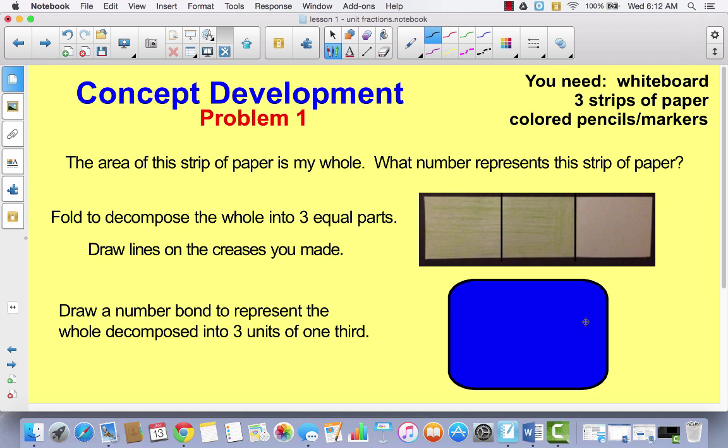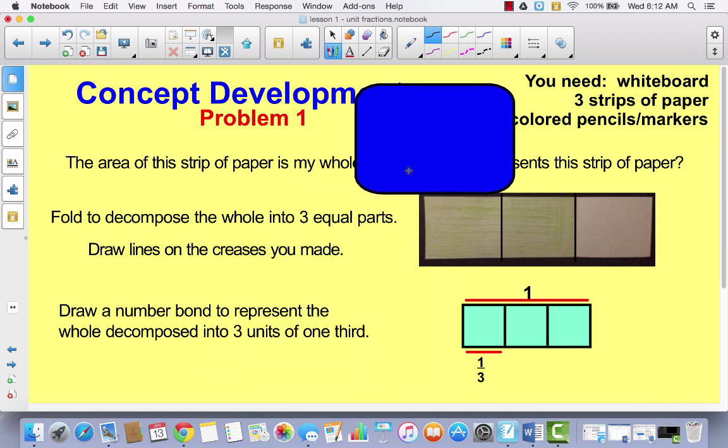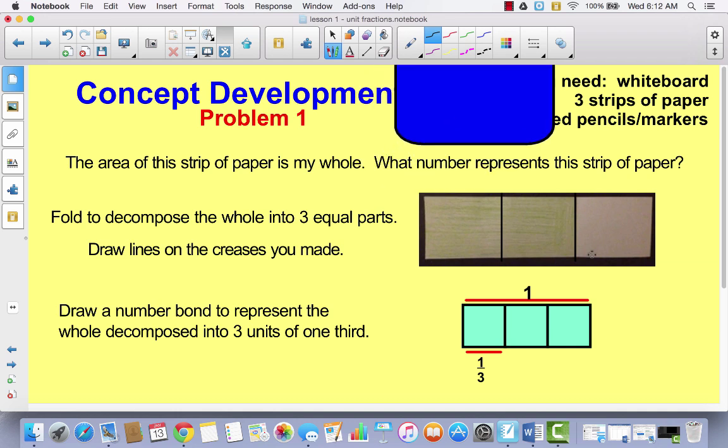So let's draw in your math journal a number bond to represent this whole decomposed into 3 units of 1/3. So in your math journal, well, this actually isn't a number bond. I want you to draw this tape diagram. And I want you to notice that the top is labeled 1 because this is one whole, and then we labeled 1 part 1/3. So each part is 1 out of 3 or 1/3. Okay?